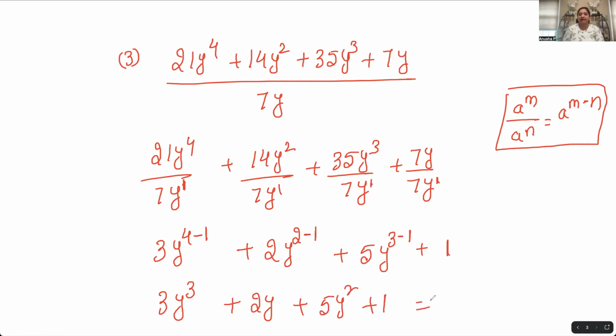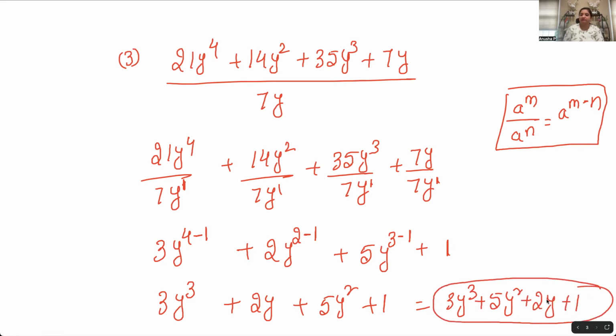And we have to rearrange the answer from the highest degree to the least degree, because here 2y and 5y square are in switching position. In the standard form, we always have to write it from the highest degree to the least degree. 3y cube plus 5y square plus 2y plus 1. Okay.